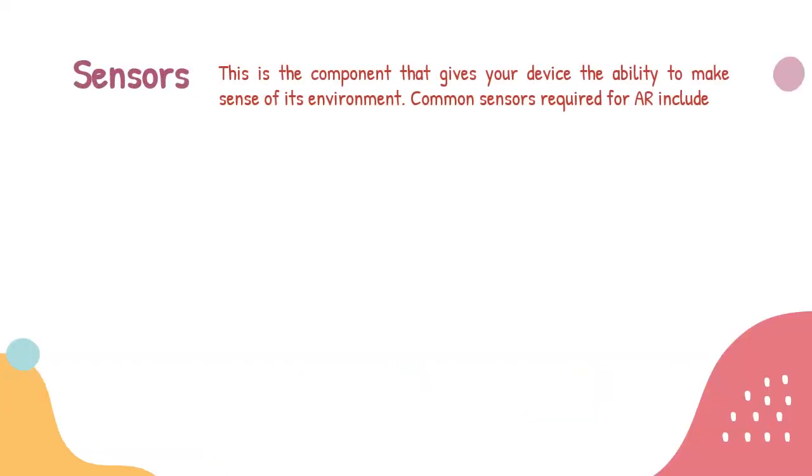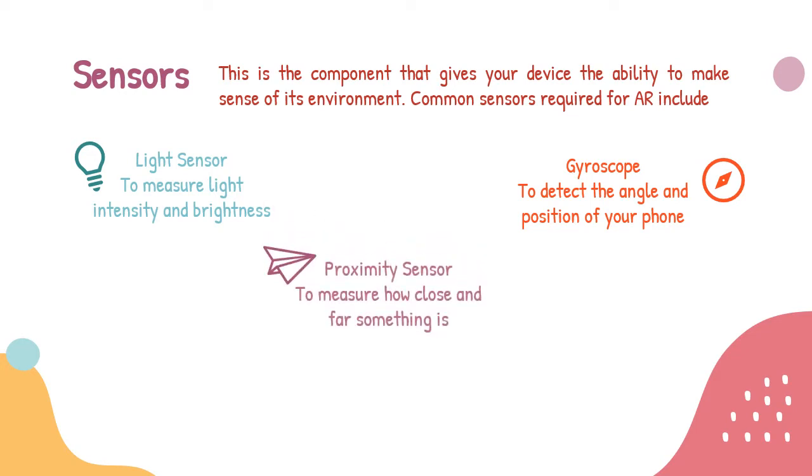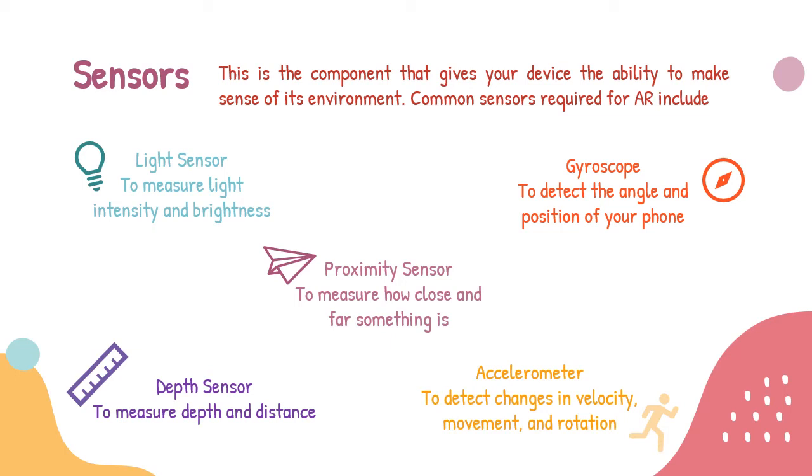Third is sensors. This is the component that gives your device the ability to make sense of its environment. Common sensors required for AR include light sensors to measure light intensity and brightness, gyroscope to detect the angle and position of your phone, proximity sensors to measure how close or far something is, depth sensors to measure depth and distance, and accelerometer to detect changes in velocity, movement, and rotation.